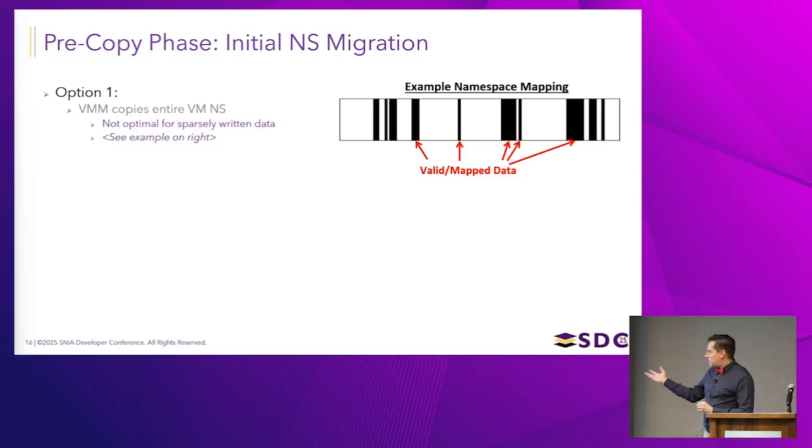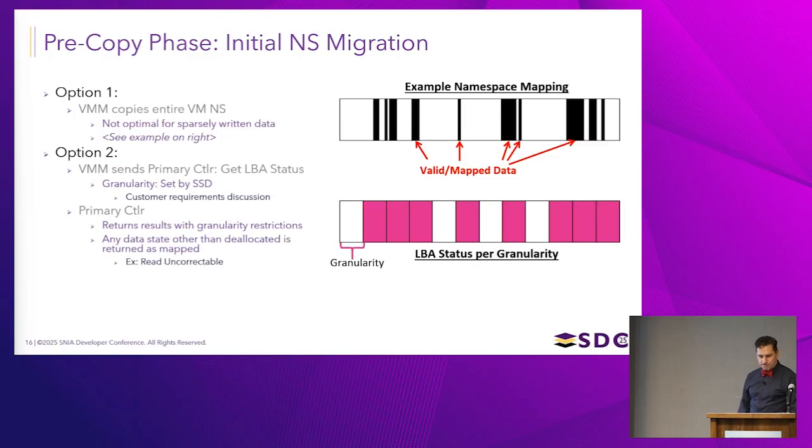We have a namespace. This namespace happens to have a very sparse amount of data. So we can see the amount of data inside of this namespace. It's only the black. So we don't want to copy the entire VM namespace when it's so sparsely filled with data. That would be a lot of moved data for no reason. It's a lot of trimmed, deallocated data.